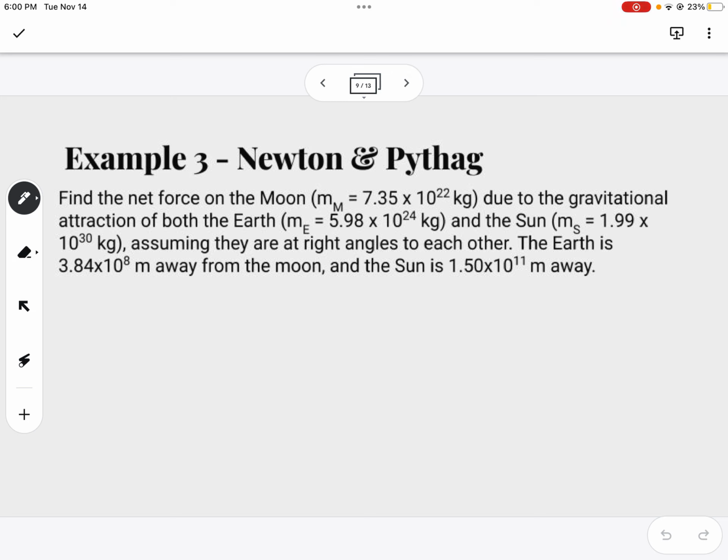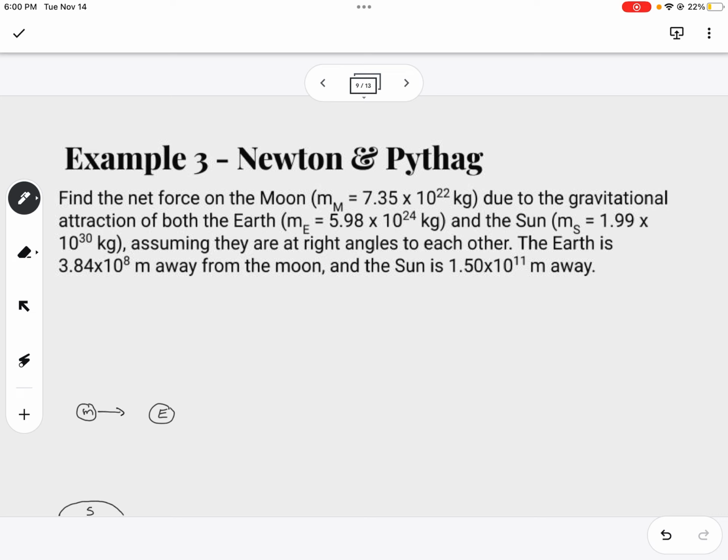Okay, here's a slightly longer problem. You have a lot of really big numbers, a lot of scientific notation here. Okay, so find the net force on the moon. So here's the moon. Due to the gravitational attraction of both the Earth, here's the Earth over here. This is not drawn to scale. And the sun. Here's the sun over here. Huge.